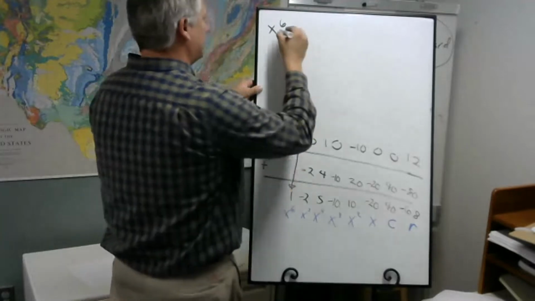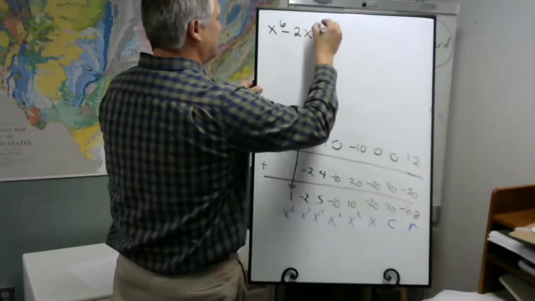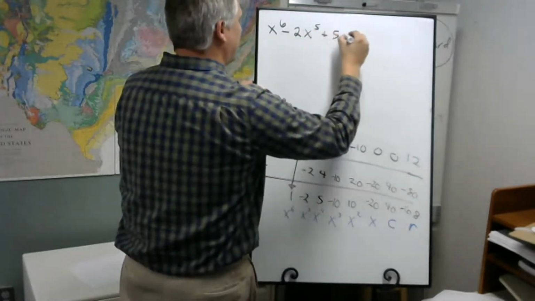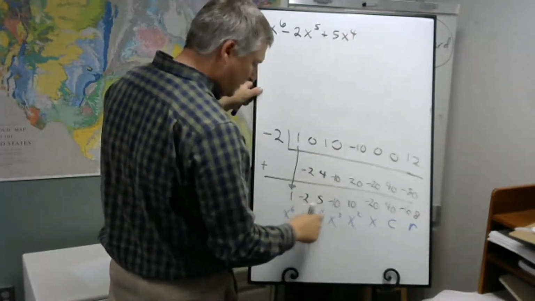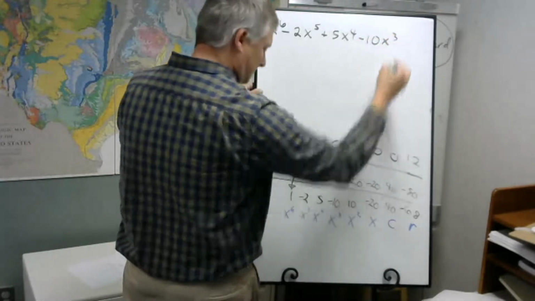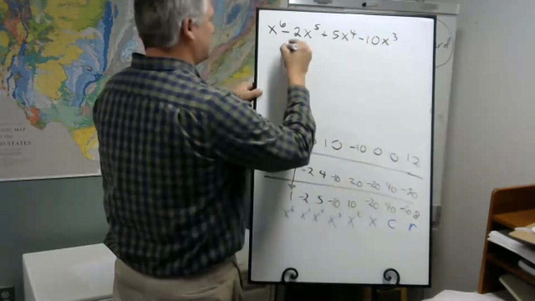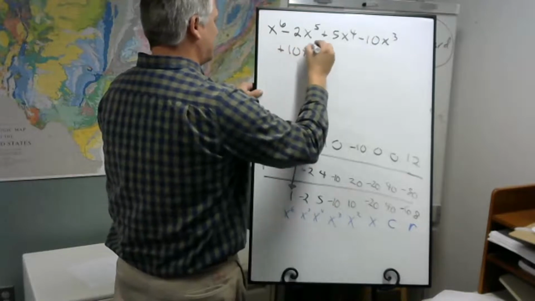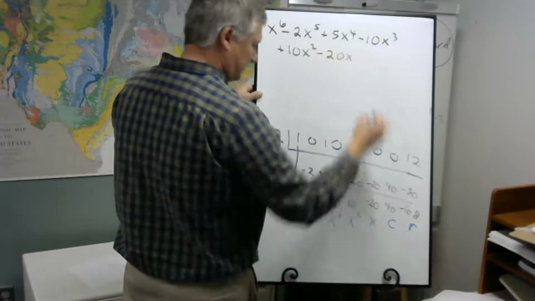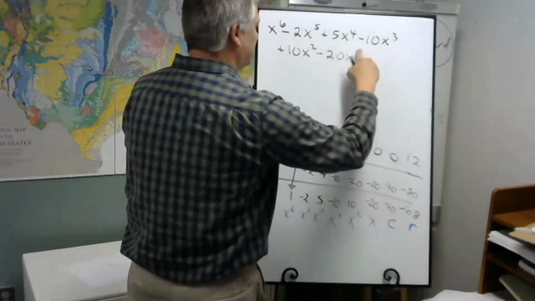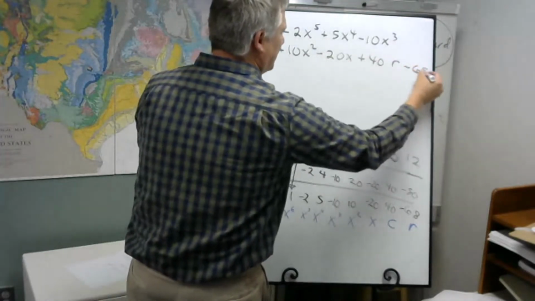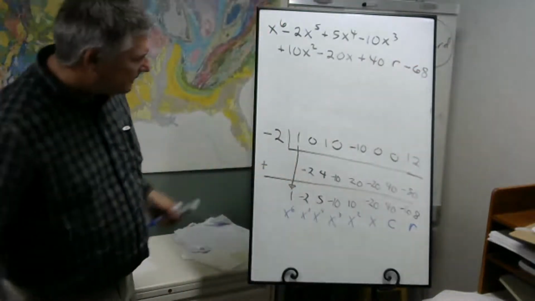One x to the 6th minus 2x to the 5th plus 5x to the 4th minus 10x cubed plus 10x squared minus 20x plus 40, remainder -68.